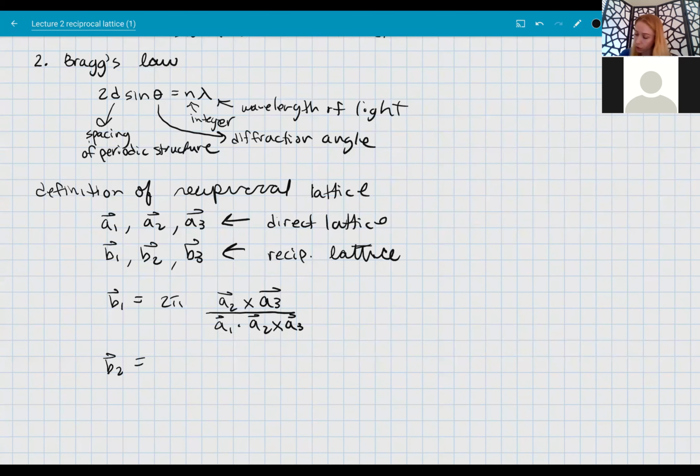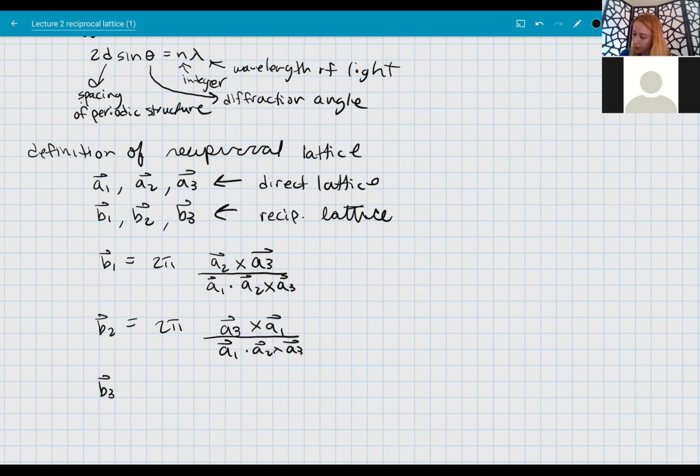B2 is going to be equal to 2 pi times A3 cross A1 divided by A1 dot A2 cross A3. And finally, B3 is going to be defined as 2 pi times A1 cross A2. And then the denominator is the same as before, A1 dotted with A2 cross A3. Okay, so these are the definitions.